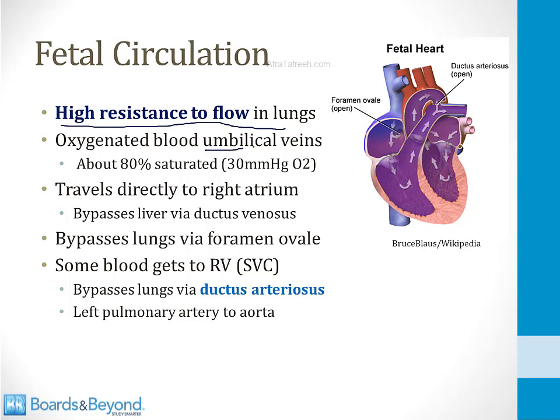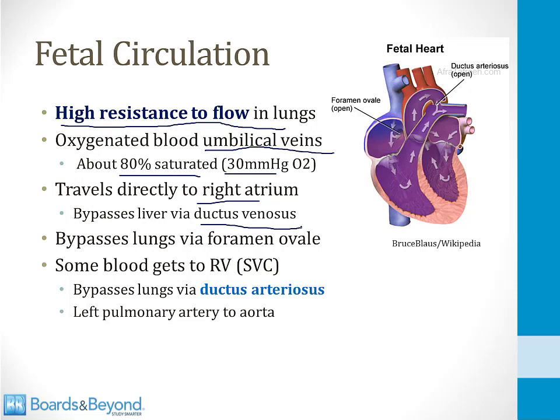The umbilical veins contain oxygenated blood. Now, interestingly, the partial pressure of oxygen in the blood in the umbilical veins is relatively low, about 30 millimeters of mercury. However, this results in a saturation of hemoglobin of about 80%, and that's because fetal hemoglobin has a strong affinity for oxygen. That oxygenated blood from the placenta and the umbilical veins travels straight to the right atrium. It bypasses the liver via a structure called the ductus venosus. This is because the liver is relatively unimportant in the fetus since the mother is performing many of the metabolic roles of the liver.